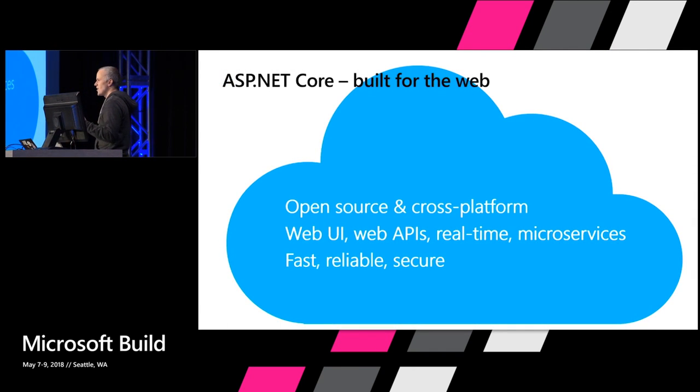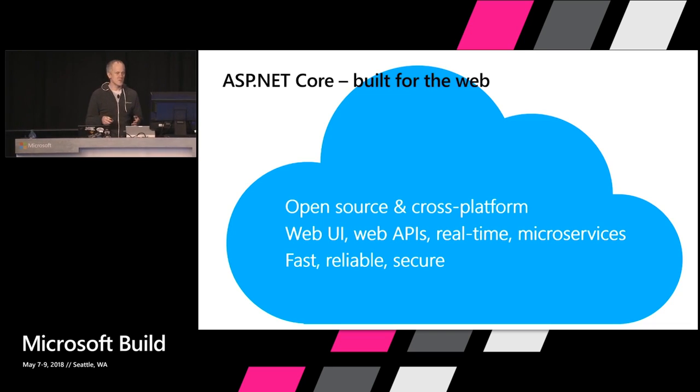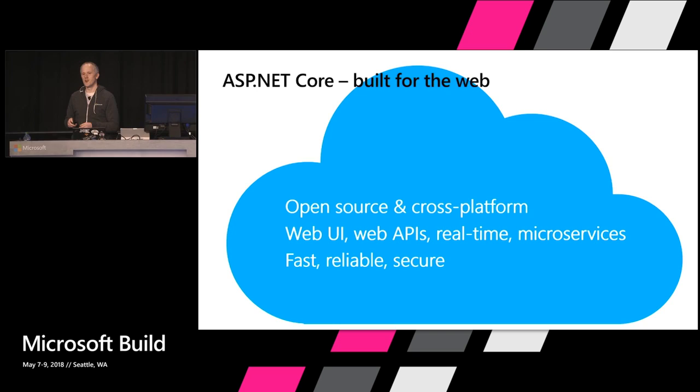Today it's my pleasure to talk to you about what's new in web development with ASP.NET Core 2.1. ASP.NET Core is our cross-platform and open source web framework for .NET. We built it to be a unified framework. It can handle all of your web development needs. It can do web UI. It can do web APIs and HTTP services, RESTful services. It can do real-time web. It can do back-end microservices. We built it to be fast. We built it to be reliable. We built it to be secure.